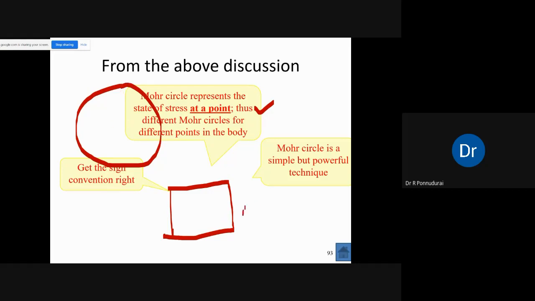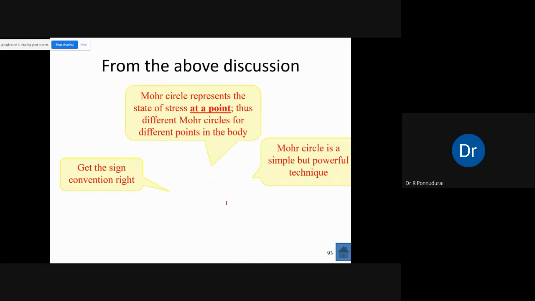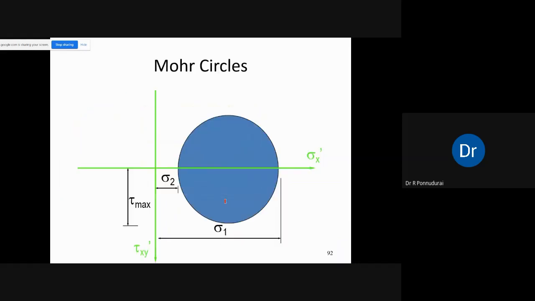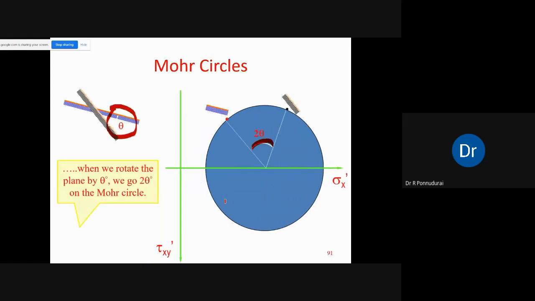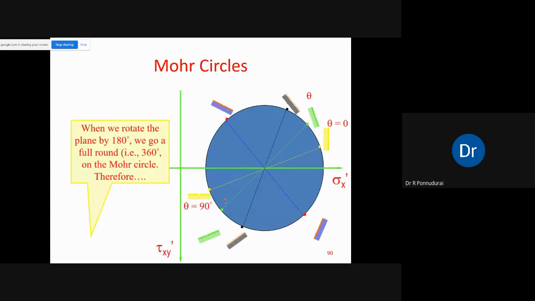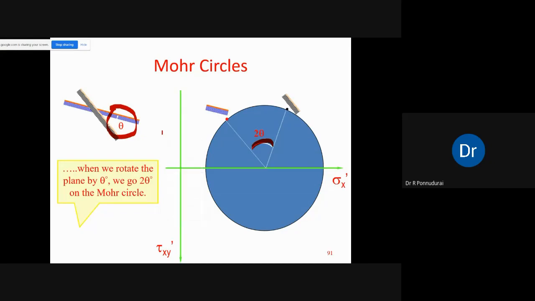If you rotate 2 degrees here, it is 4 degrees. 5 degrees means 10 degrees. Wherever it cuts the circumference of the circle, that ordinate will give the state of stress at a point. When we go for the problem, then you will understand.